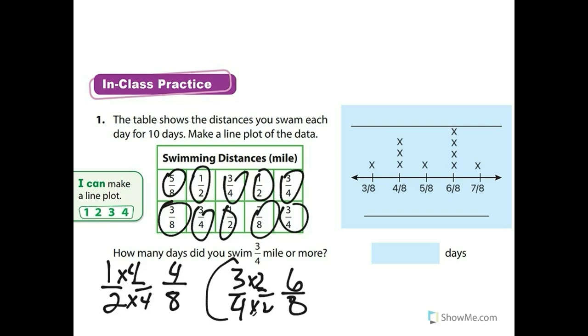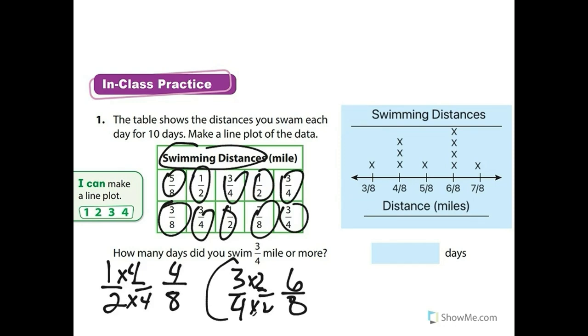Alright, so then what else do we do? Well, what does up here mean? What is this up here? Well, that's our title. What are we going to put there? Well, what do those X's represent? Yeah, the swimming distance. So let's put the swimming distances. And then what does down here represent? Yeah, the distance in miles. So let's put distance in miles.